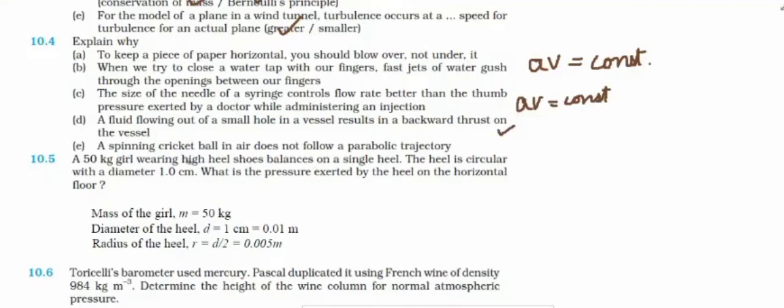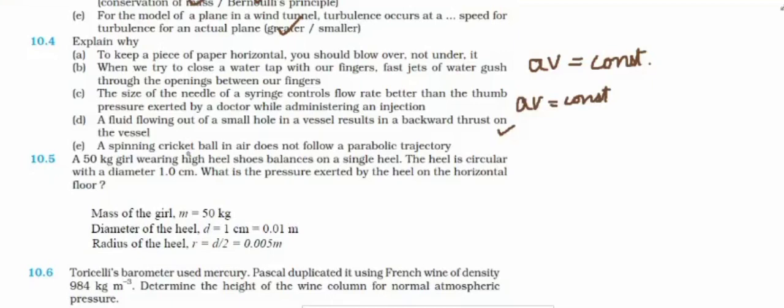Then next, a spinning cricket ball in air does not follow a parabolic trajectory. The spinning ball will have the Magnus effect. We have seen already, the spin will drag the streamlines in a particular direction. Depending on the direction of spin, where you get crowding of streamlines, the area associated with the streamlines decreases and the velocity of streamlines increases. According to Bernoulli's principle, when velocity increases, pressure decreases, so that a spinning ball will deviate from its actual parabolic trajectory.